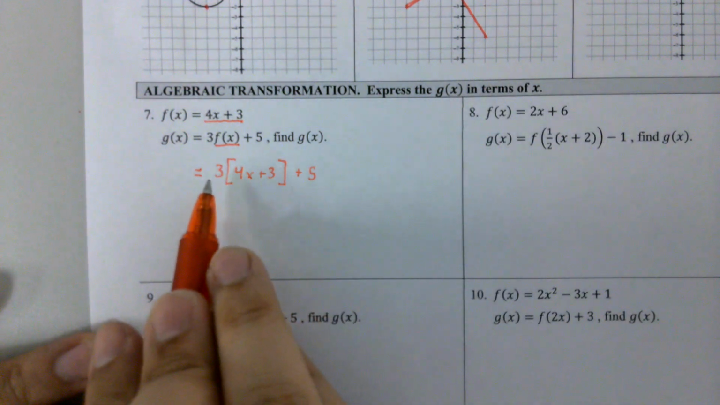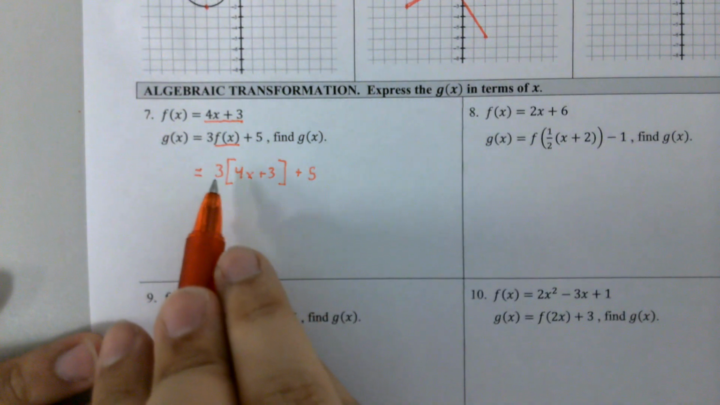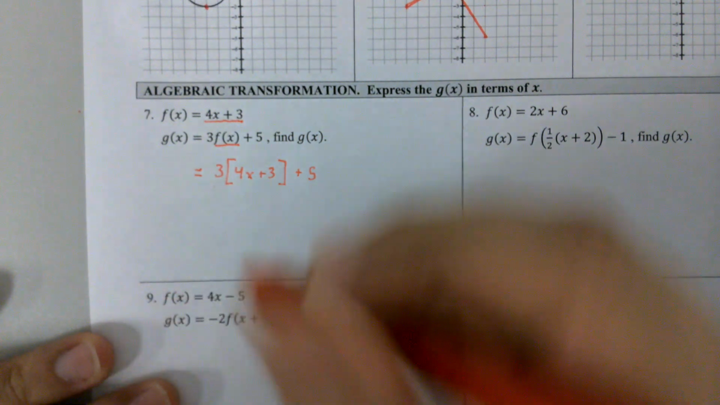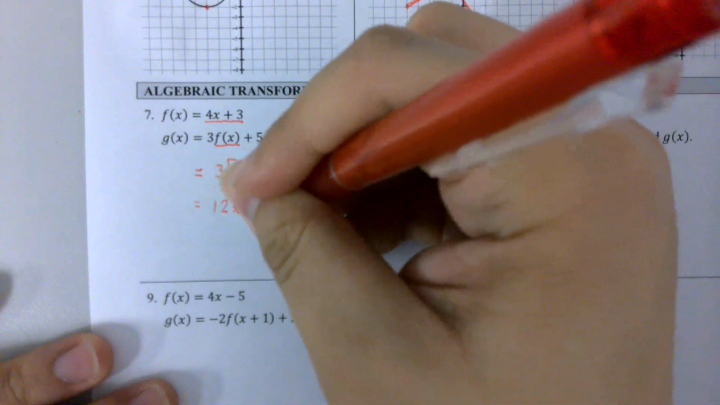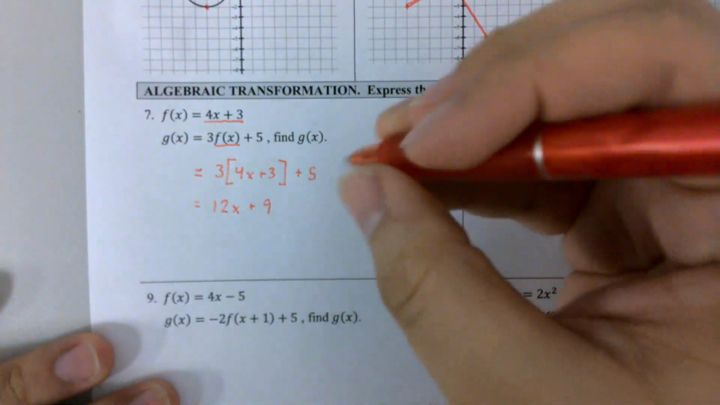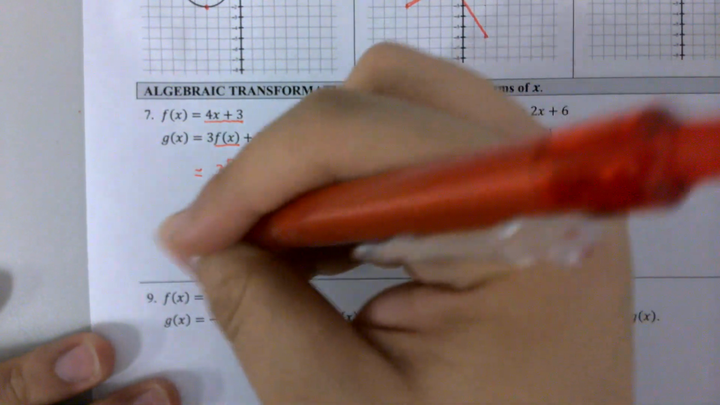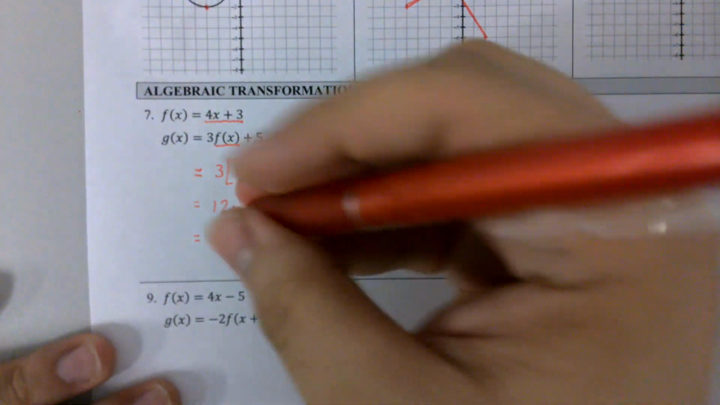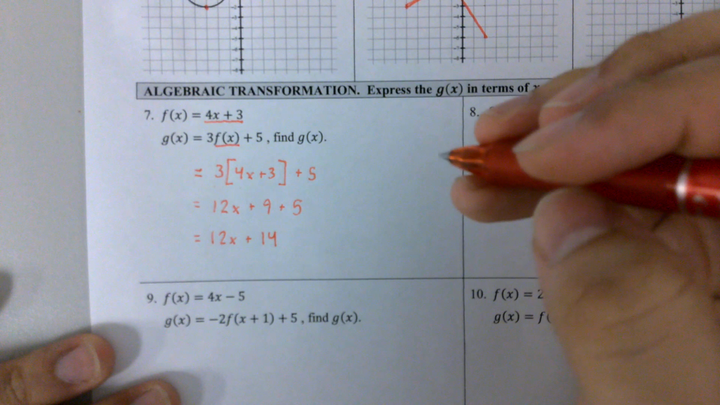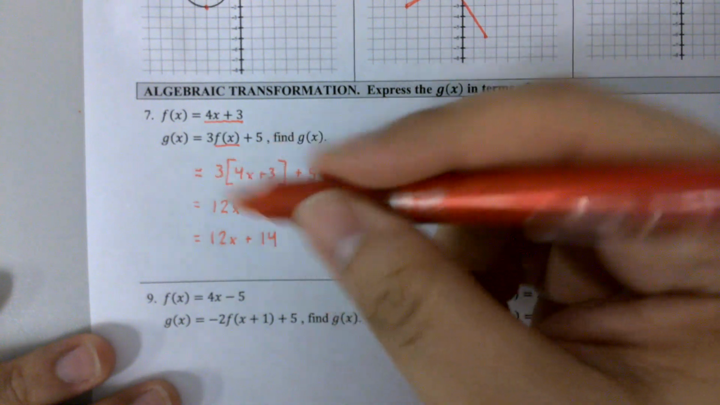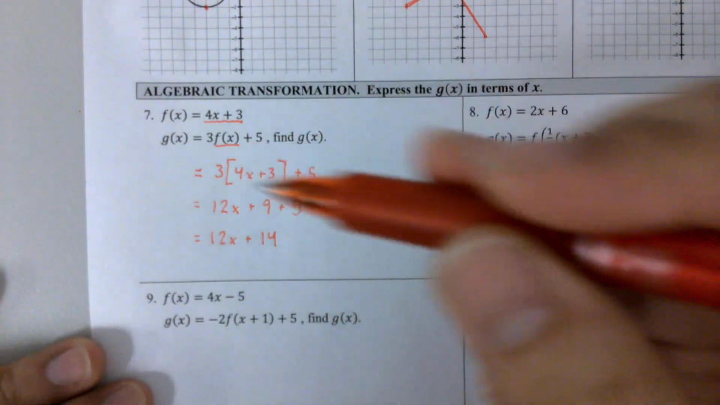But 3 times, we're just going to distribute this 3. We have 3 times 4x plus 3, so that's going to give us 12x plus 9, and then we have plus 5. And when we simplify that, that gives us 12x plus 14. And so this is g of x in terms of f of x.